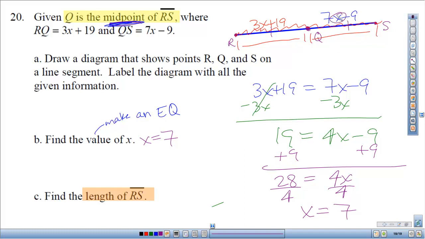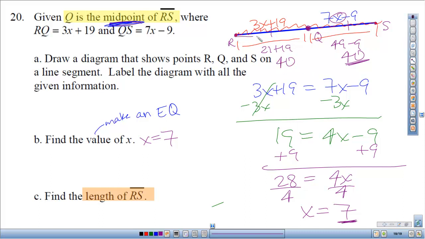So 7 times x, and what's x? 7. So 7 times 7 would be what? 49 minus 9. That comes out to be 40. Now before I even work this one out, it needs to come out to be 40, right? If this is really in the middle, these two sides will be equal. So let's see, 3 times 7 would be 21 plus 19, and that does add up to 40.